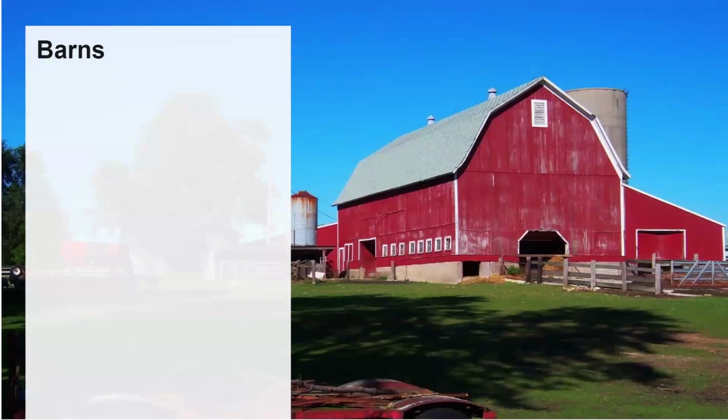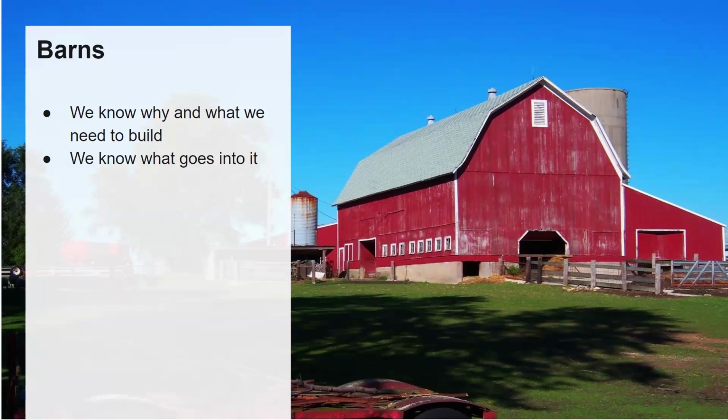First is a barn. Barns, we know what we need to build and why we need to build it. I need a structure so that my cows don't get cold. I need to keep all of my hay. I need to keep a tractor. You can tell I grew up in the suburbs. We know what goes into it: animals, farm stuff, right? We just need to know where we're going to build it. Are we going to build it on the corner of the farm? But we have our boundaries, right? And it's going to be on our property, right?